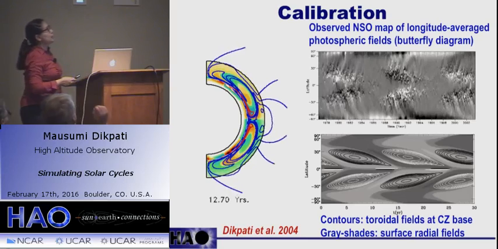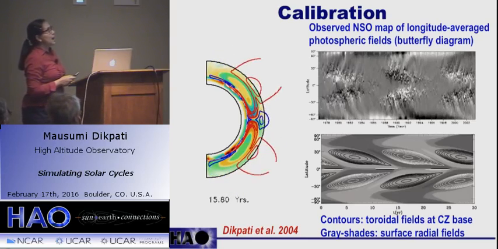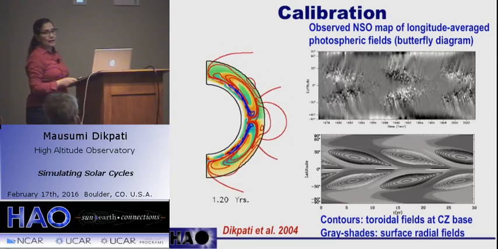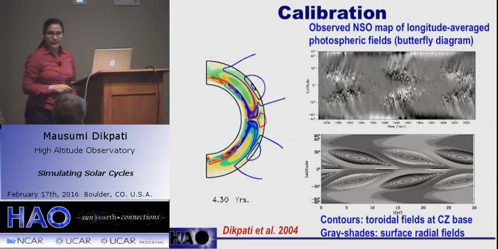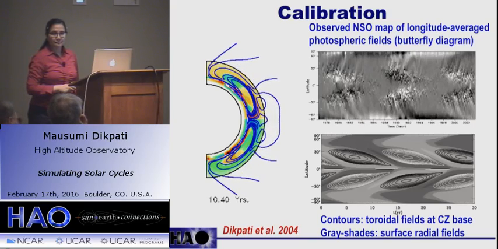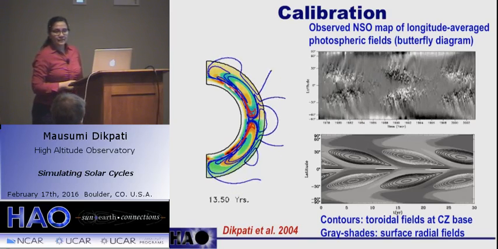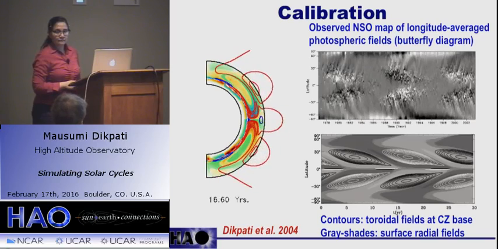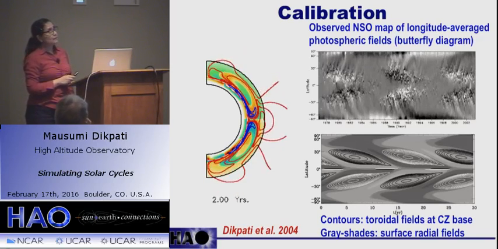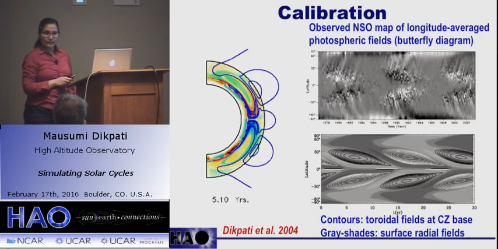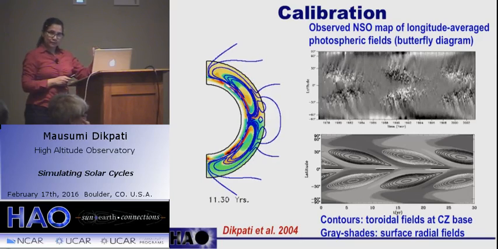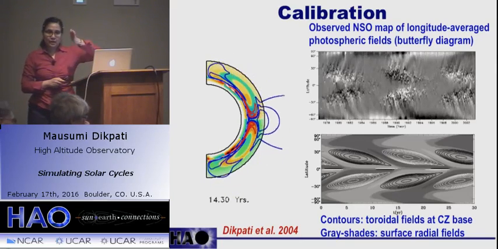In order to compare it with observation, I bring in again the butterfly diagram that I showed. Radial field. These radial fields. The boundary condition is potential field up to 2.5 solar radius, and then at 2.5 solar radius it becomes radial due to the solar wind.